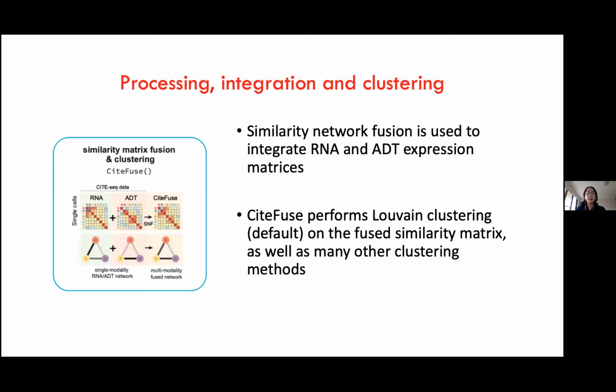And we also perform integration of the 2 modalities using similarity network fusion, which essentially integrates cell-cell similarity networks generated from each of the modalities after many iterations until the matrix converges into one. And the resulting fused matrix enables us to do many things such as dimension reduction and clustering. Okay, so are there any questions now before I change screens?